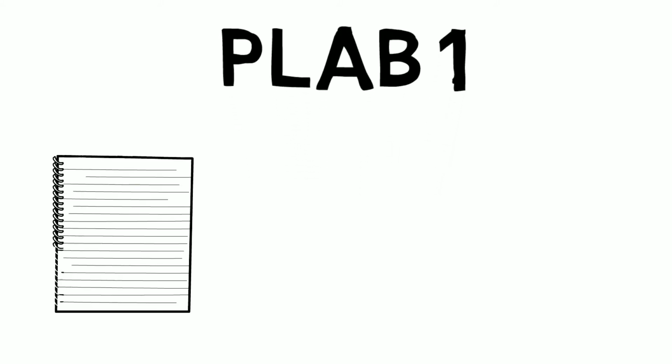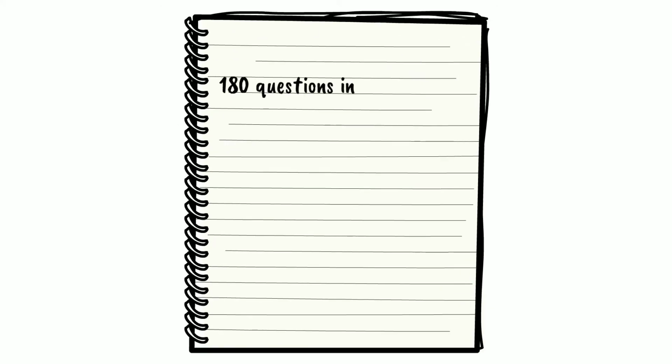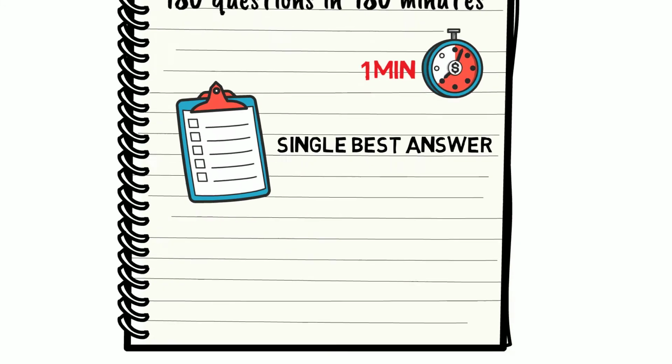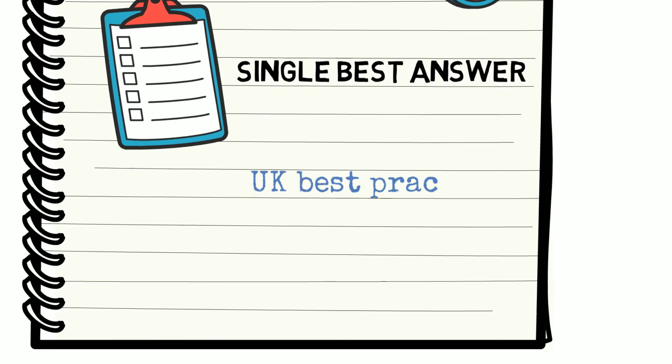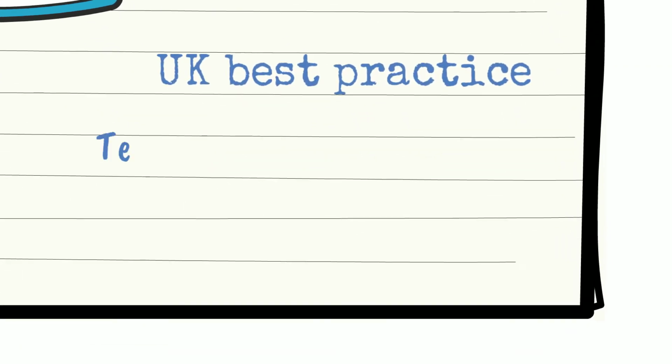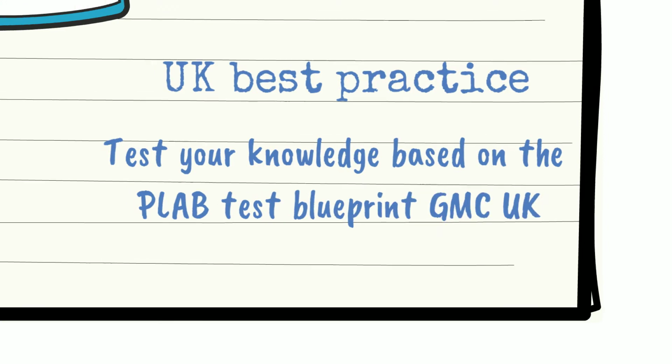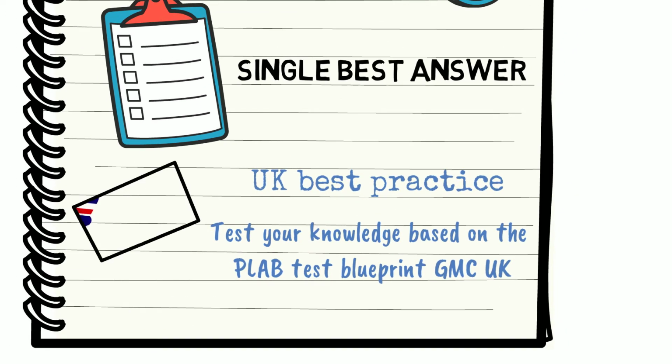So let's talk more about PLAB Part 1. Now, PLAB 1 is a written exam consisting of 180 questions in 180 minutes, which leaves you exactly about 1 minute per question. You have to choose the single best answer out of 5 that's given. The answers are based on UK's best practice, and the objective is to test your knowledge based on the PLAB test blueprint provided by the General Medical Council UK, also known as GMC UK.